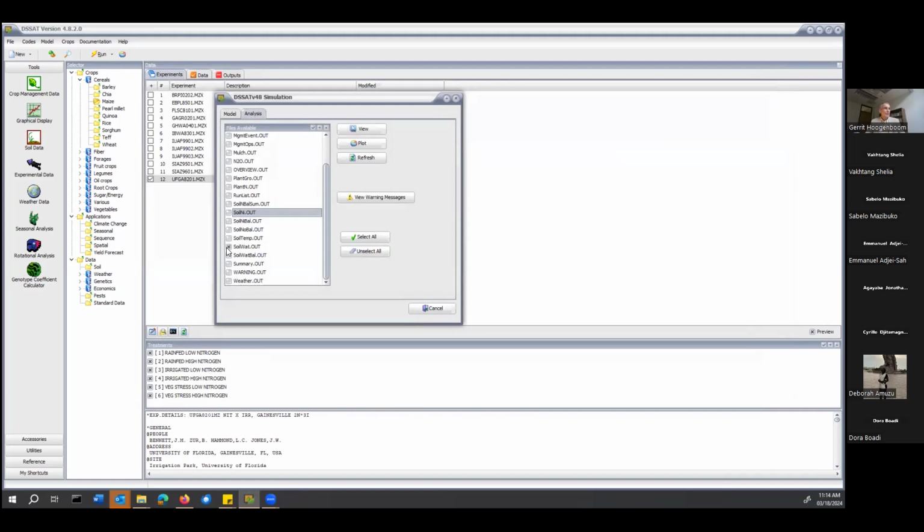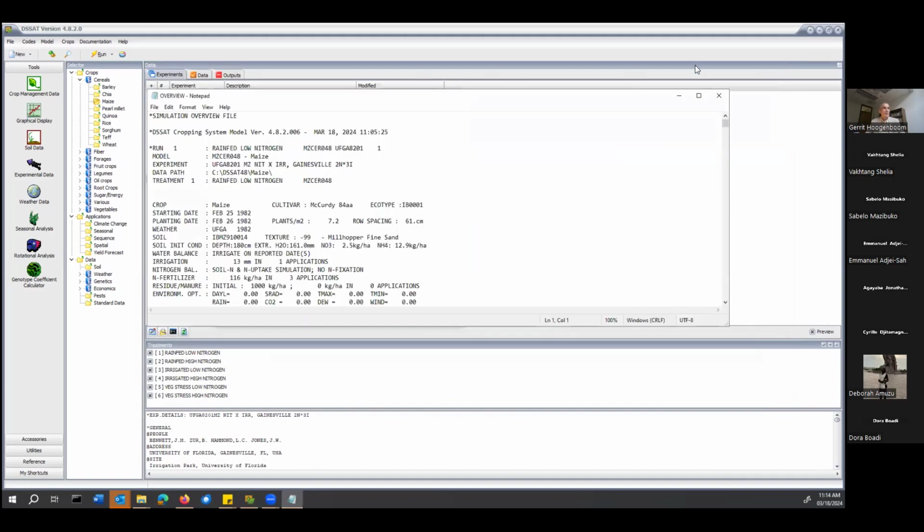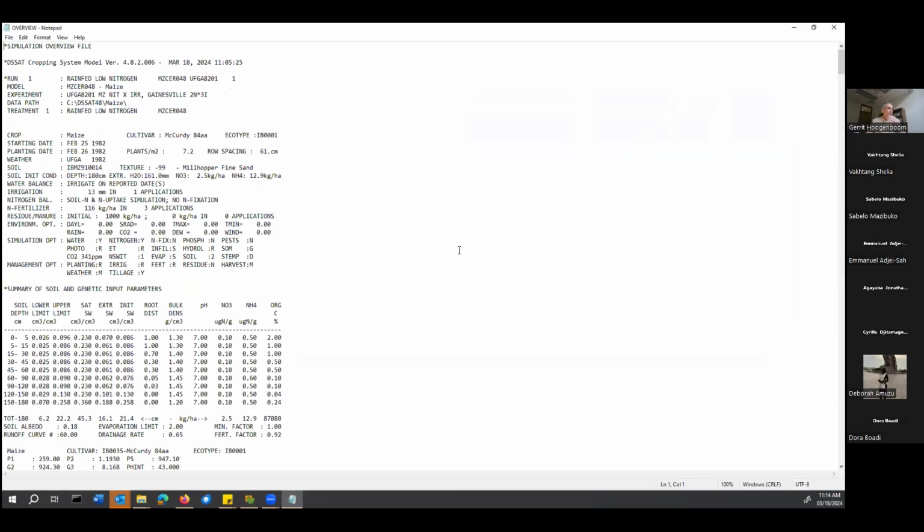We have some additional outputs we can look at. We have something called overview.out. This is something that cannot be plotted, but it can be viewed. This is very cryptic, but I can slowly guide you through one of the overviews, because this actually summarizes all the simulations. So this is what we call run 1. Shows the model version we use, 4.8.2.006. We're simulating treatment 1, rain-fed low nitrogen.